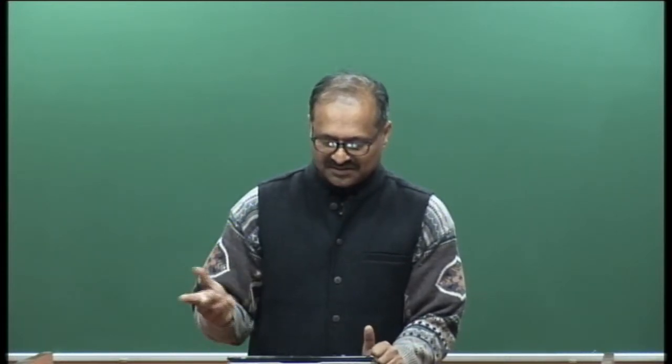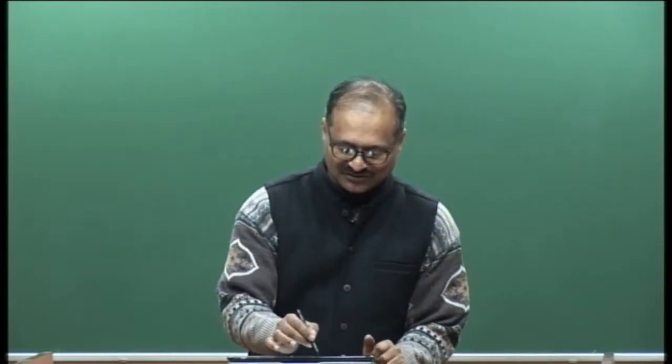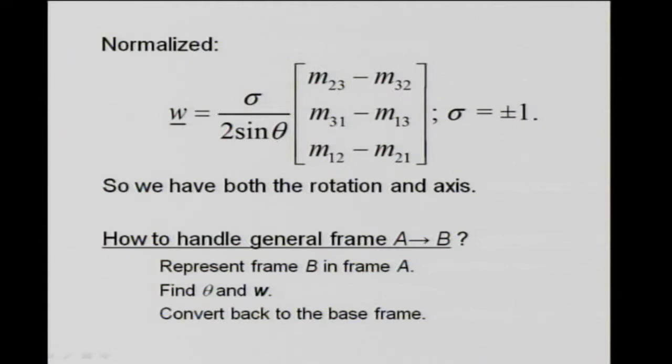and it is just a very long drawn out algebraic procedure to find out that this actually turns out to be sigma upon 2 sin theta, where sigma is equal to plus or minus 1. And now you get theta, because theta is intimately related to M11. So see, what is theta dependent on? M11, M22 and M33. Now you know that they do not occur in this equation.